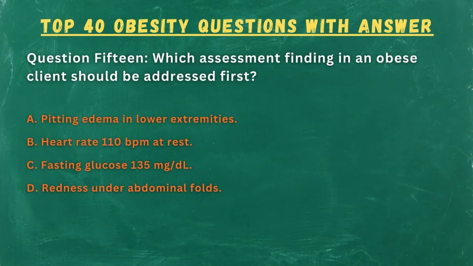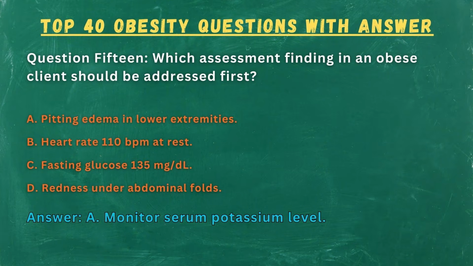Question 15. Which assessment finding in an obese client should be addressed first? A. Pitting edema in lower extremities. B. Heart rate 110 bpm at rest. C. Fasting glucose 135 milligrams per deciliter. D. Redness under abdominal folds. Answer: B. Heart rate 110 bpm at rest.